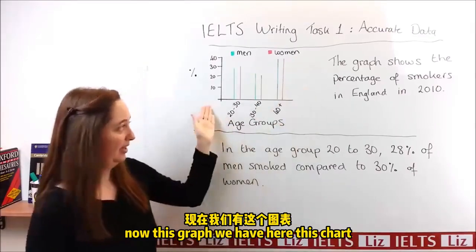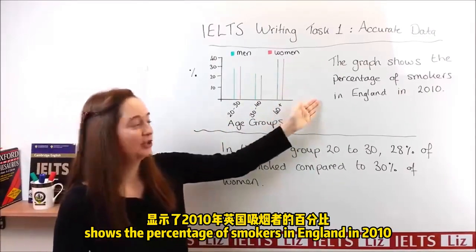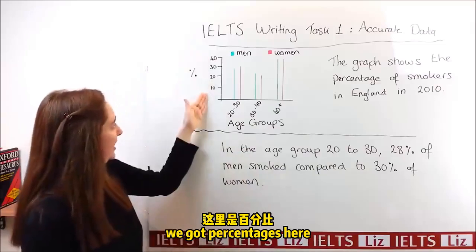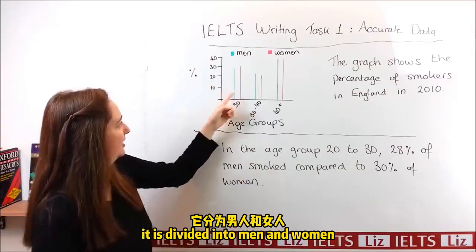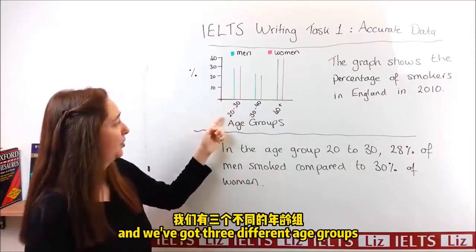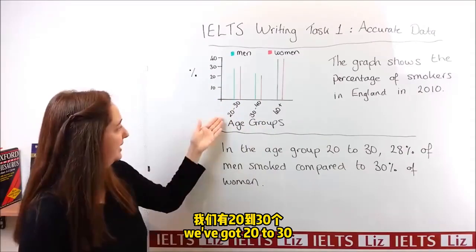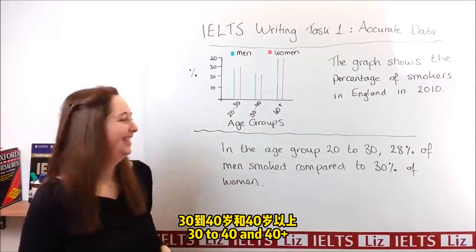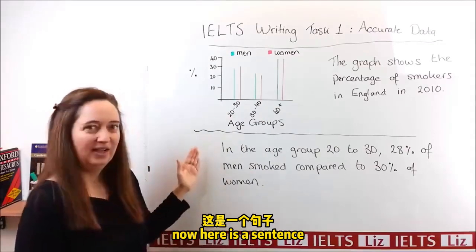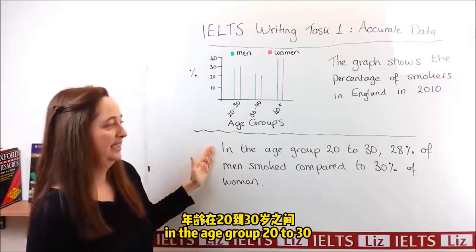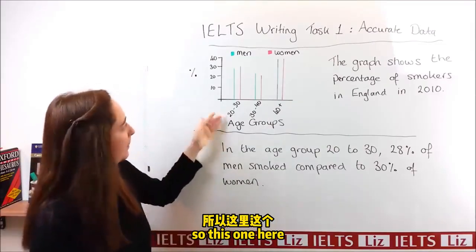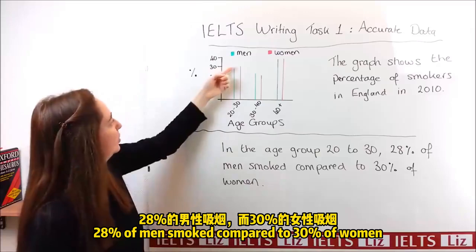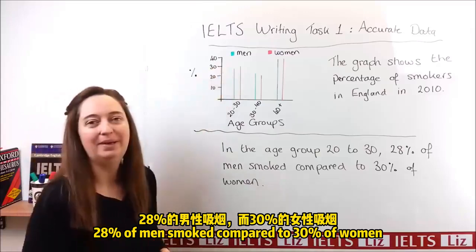Now, this graph we have here, this chart, shows the percentage of smokers in England in 2010. We've got the percentages here. It is divided into men and women, and we've got three different age groups. We've got 20 to 30, 30 to 40, and 40 plus. Now, here is a sentence. In the age group 20 to 30, so this one here, 28% of men smoked compared to 30% of women.